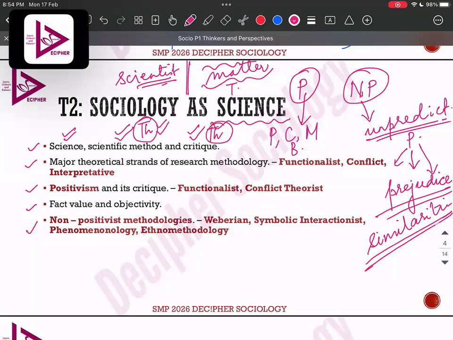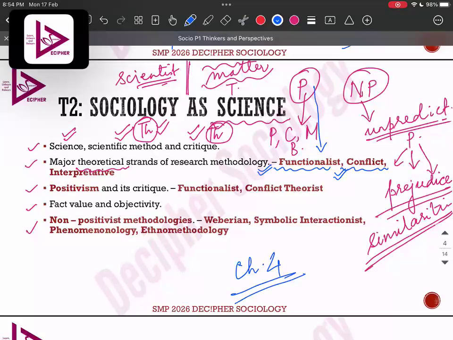Similarly, when you are studying the different theoretical strands, it simply means the different theoretical perspectives. Okay? Then you have to go into a bit of detail. We learned about positivists. Now we will specify what positivist means. So the functionalist will come here. The conflict theories will come here. Okay? These terms are new, but all of these terms you will come to know in detail in chapter 4.